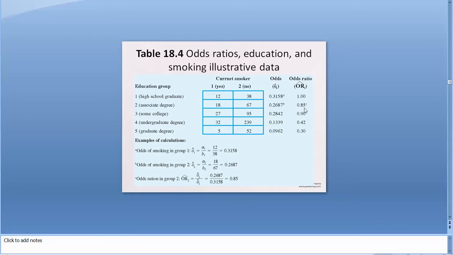So what you can sort of conclude from here is that as far as smoking goes, the association between high school and associate degree is much less than with a graduate degree. Okay, there is some association between education level and smoking, but that association varies based on the education level. The association difference is much more between graduate degree and high school than compared with associate degree and high school, if you look at the odds ratios.